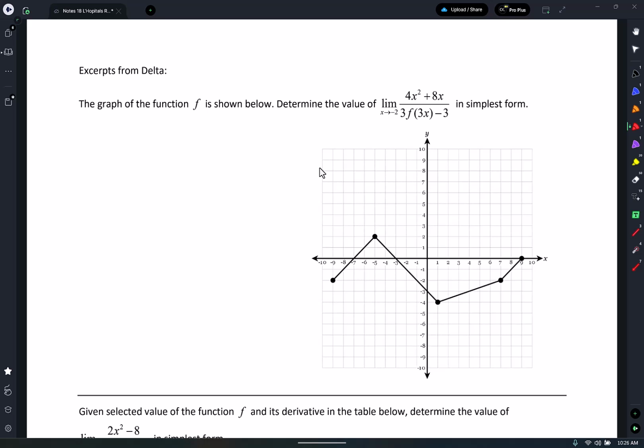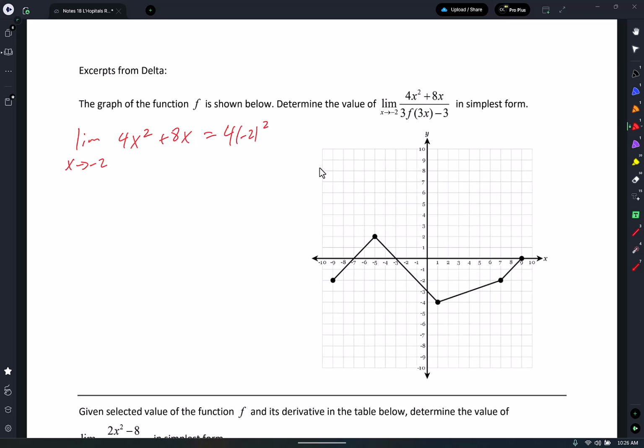The graph of the function f is shown below. Determine the value in simplest form. First, do this: limit as x approaches -2 of the numerator, 4x squared plus 8x. Try to get in good habits, guys. Not all of them are going to need L'Hopital's. Do I need L'Hopital's on this? It says -2.